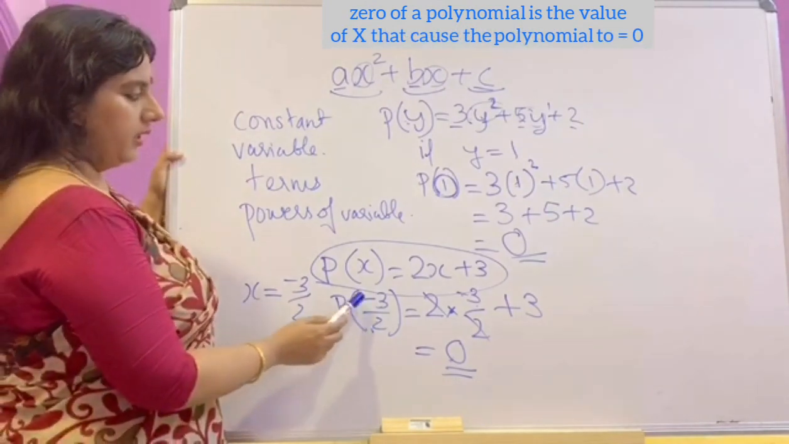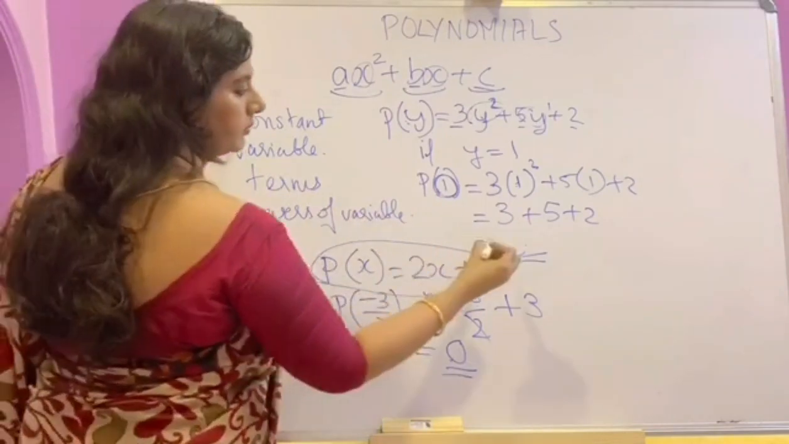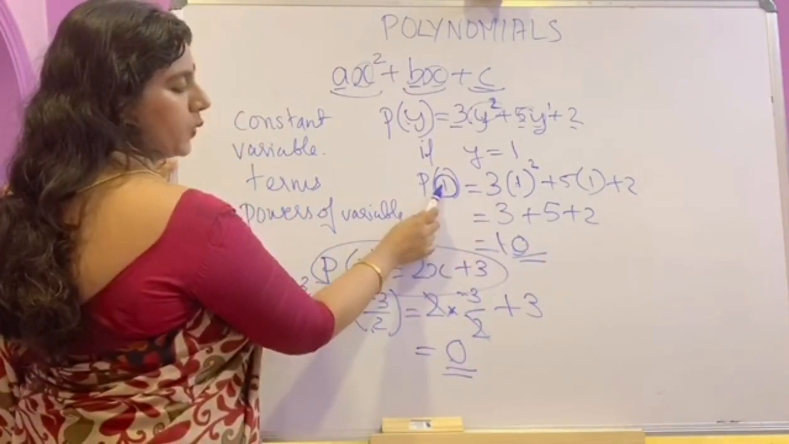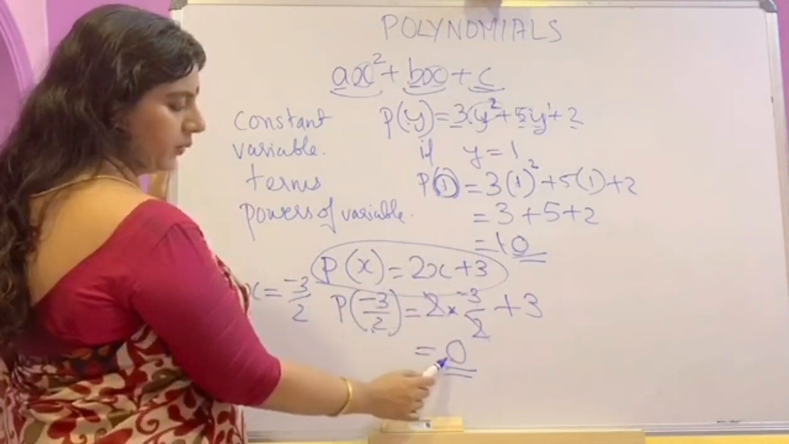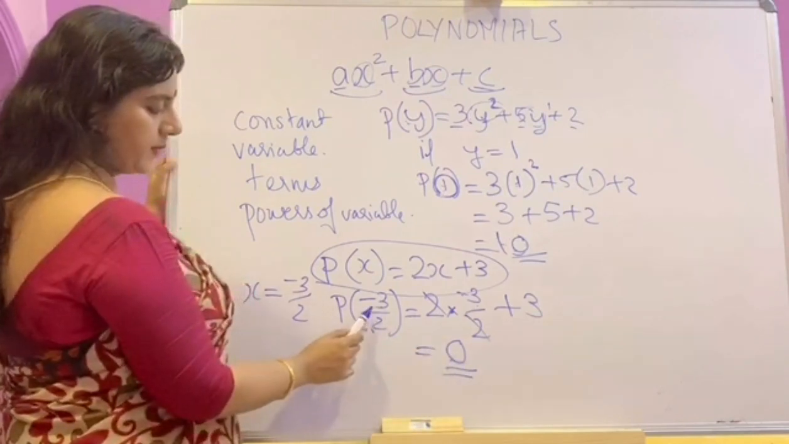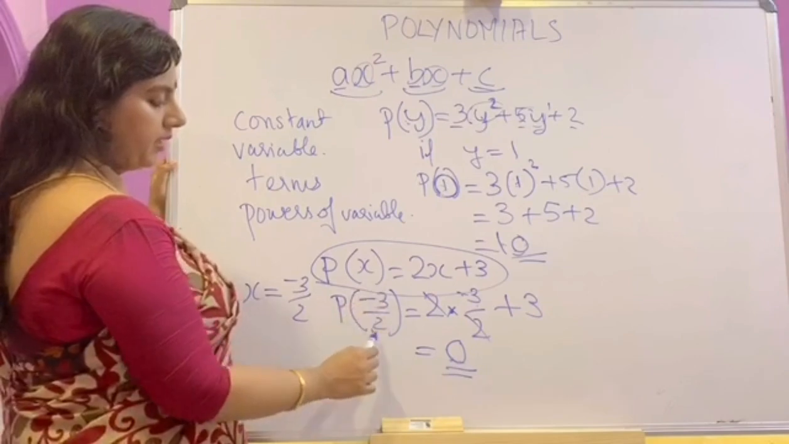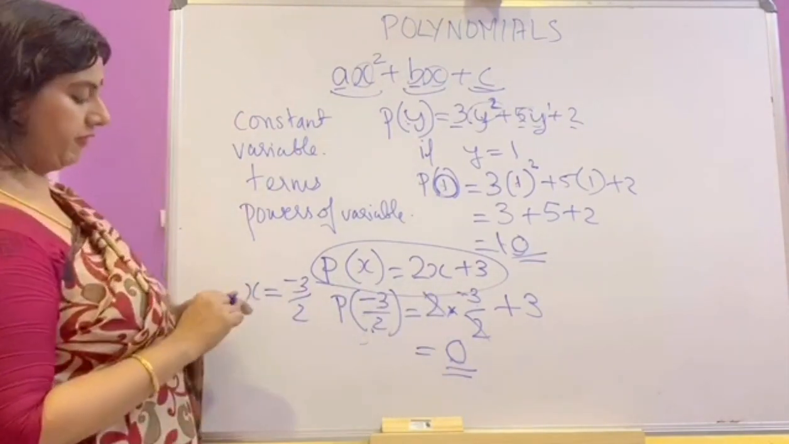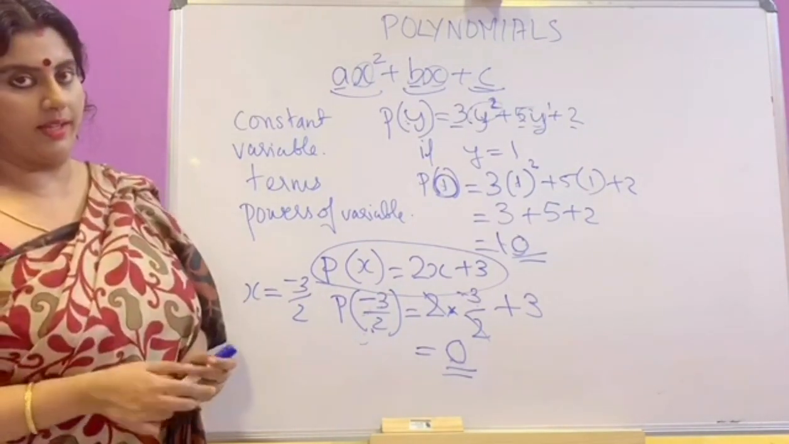Here, these are all values of the polynomial. This is the value of the polynomial while you substitute 1. But for this polynomial, you get the answer 0 while you substitute minus 3 by 2. Then the zero of this polynomial is minus 3 by 2. That is the difference between the value of the polynomial and the zero of the polynomial.